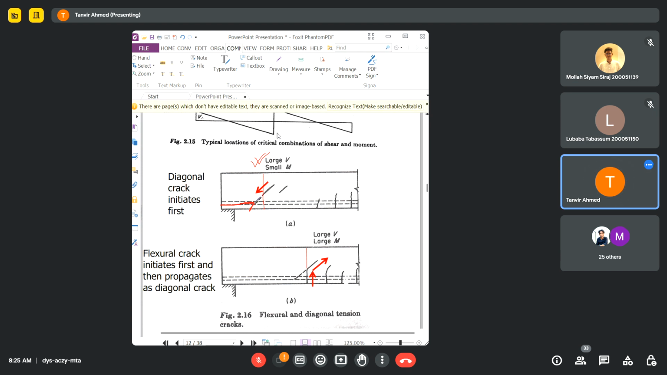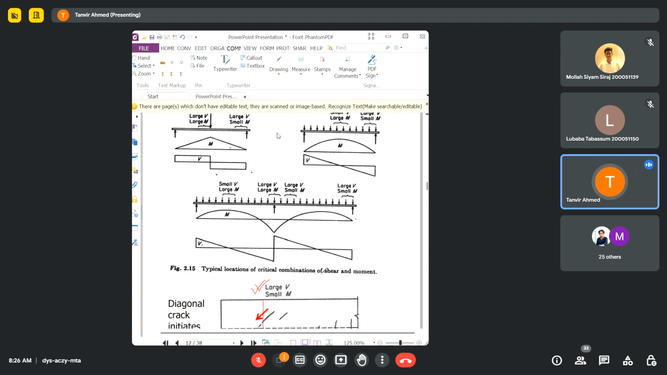Now, if you choose a location where the shear force and bending moment, both of them are large, say for example, if I think of this particular beam, near the midspan, the shear force and the bending moment both of them are large.